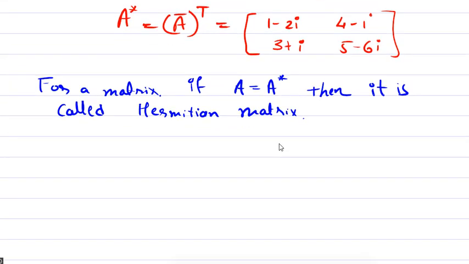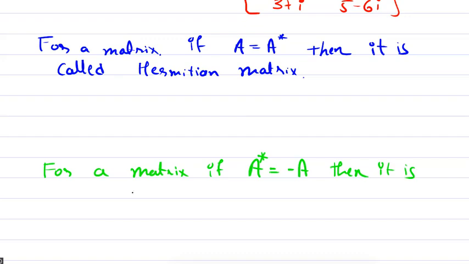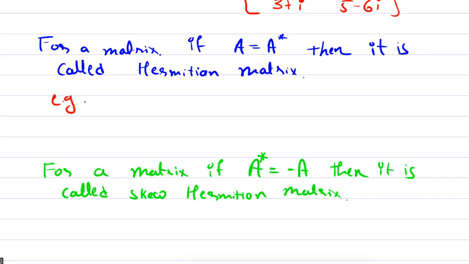And if we are getting the negative for a matrix, if A is, let's say A star is minus A, then it is called a Skew-Hermitian matrix. Okay? So if you are interested in the examples, how do you see examples?